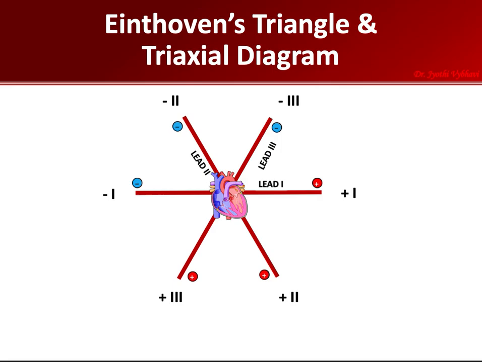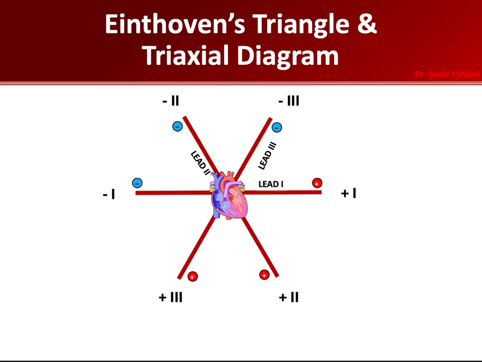So he made the triaxial system. This diagram is a very useful way of representing the three bipolar leads. It also helps us measure so many things, especially the mean QRS vector and mean QRS axis, which we will be discussing in the upcoming classes.